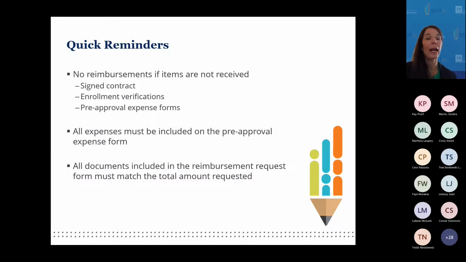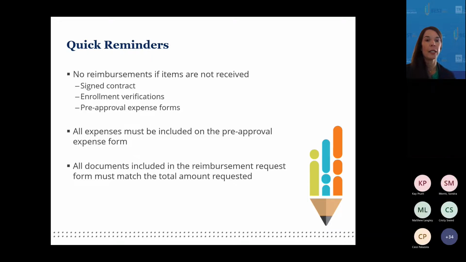Okay, let's see. So, quick reminders. Note, reimbursements cannot be received until we get a signed contract, enrollment verifications from the schools, and a pre-approved expense form. All expenses must be included on that expense form, or they cannot be reimbursed. And then all documents, including the reimbursement request, must match that total amount that we covered. So again, if your reimbursement request is for $1,000, it's got to have the documentation that reflects what that $1,000 is being used for or reimbursed for.